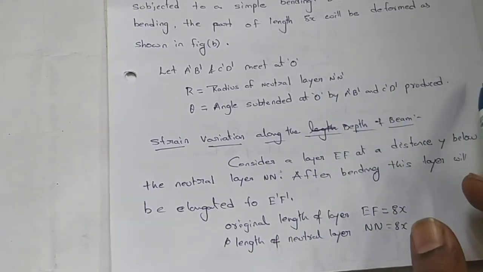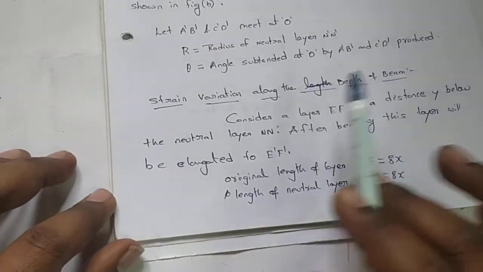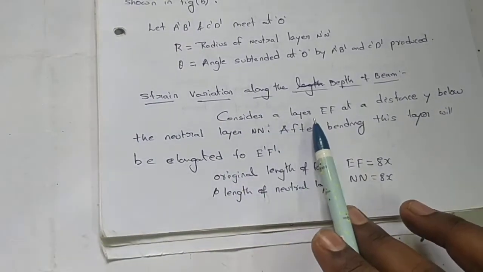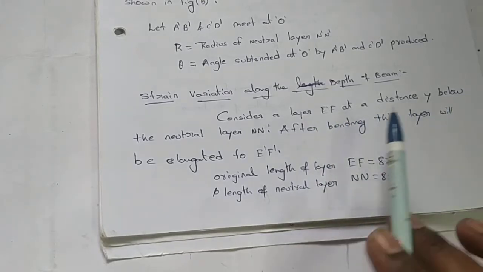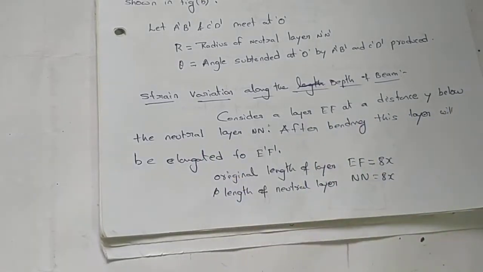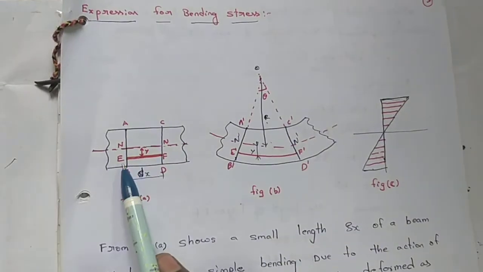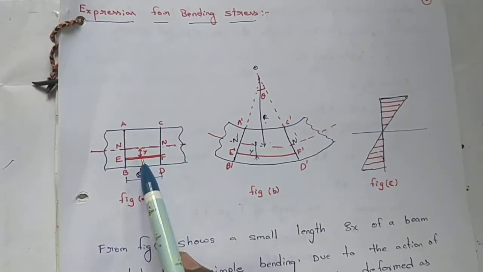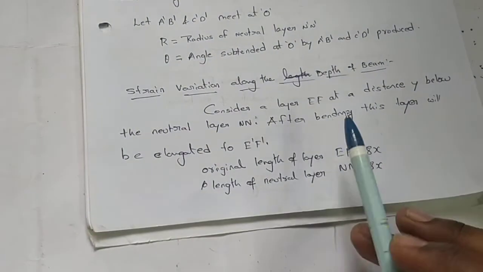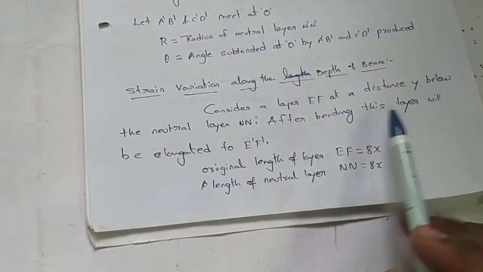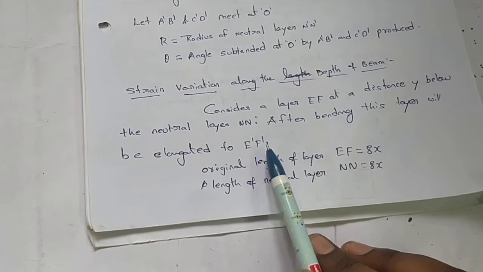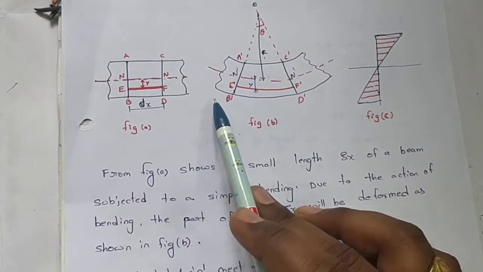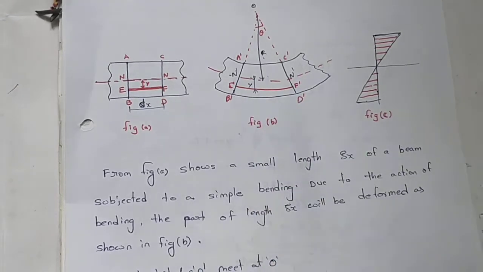Next, we need to calculate the strain variation along the depth of the beam. Consider a layer EF at a distance y below the neutral axis NN. Observe, the layer EF has a distance y from the neutral axis. After bending, this layer will be elongated to E dash F dash. Here the length of the layer EF is increased to E dash F dash.